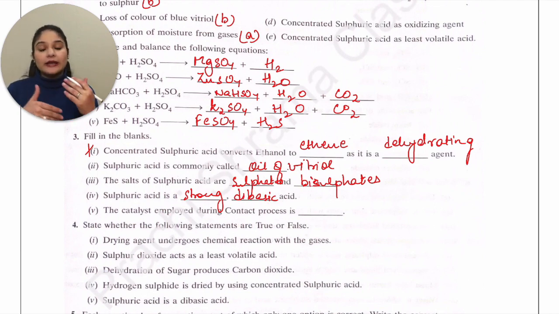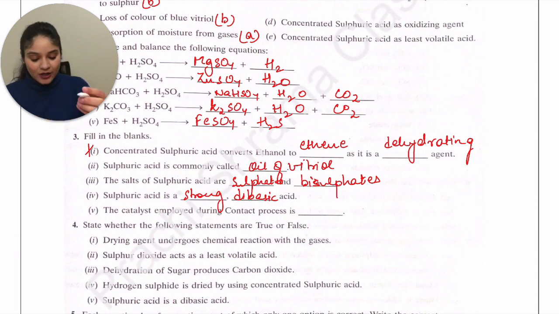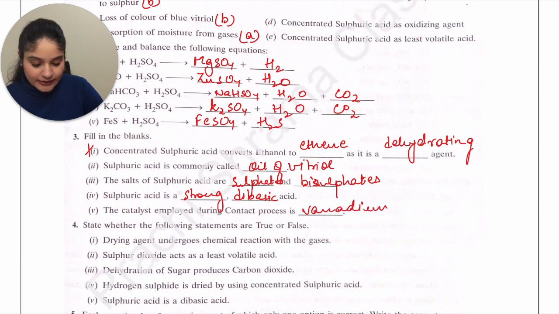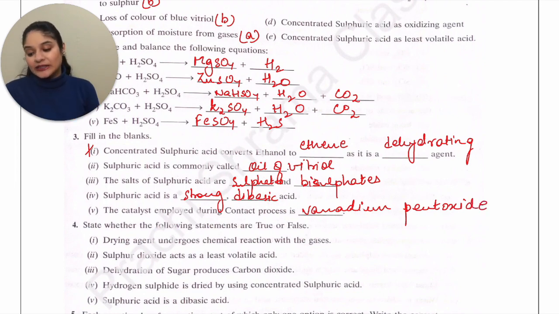The next is the catalyst employed during contact process is dash. Now try and remember what catalyst you used in contact process. So that was vanadium pentoxide. So I'm gonna write that: vanadium pentoxide.